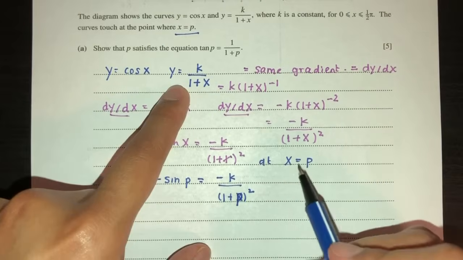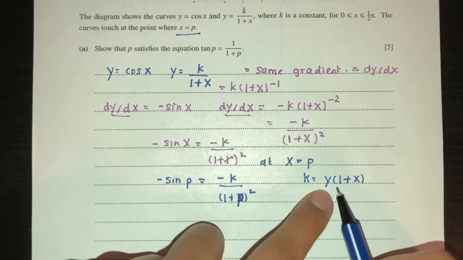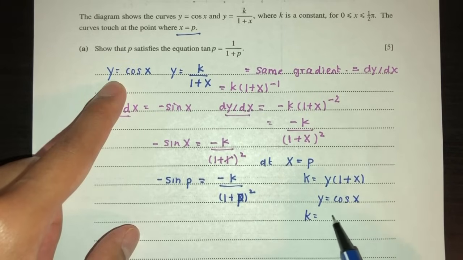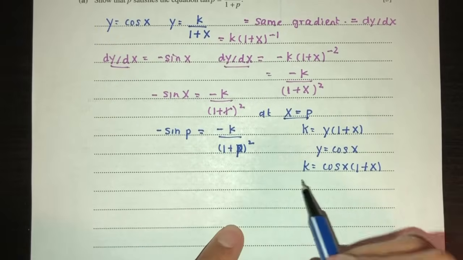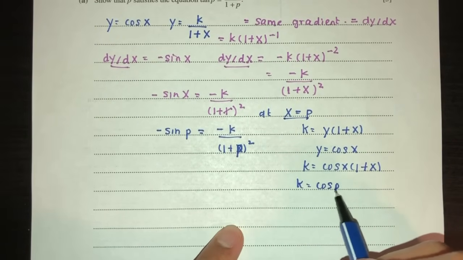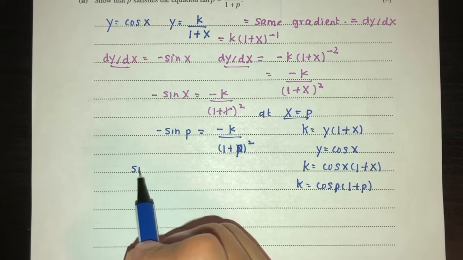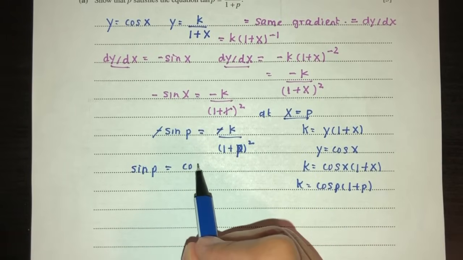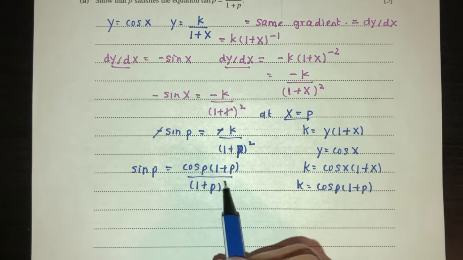Now going back to the main equation, k is equal to y times 1 plus x. And y is equal to cos x. So replace y here, you have k is equal to cos x times 1 plus x. So in this equation right here, at x equal to p, k is equal to cos p times 1 plus p. Now replace this back here, you will have sine p, so minus minus cancel out. Sine p is equal to k, which is this, cos p times 1 plus p divided by 1 plus p squared.